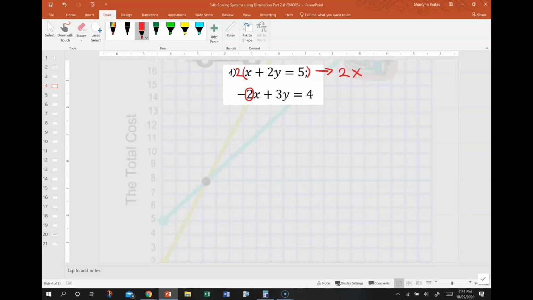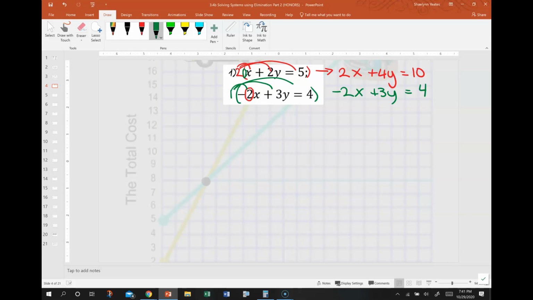So this becomes 2x plus 4y equals 10. So I multiplied it to every single piece in there. Then I'm going to take the number next to the x on the top, lucky for us it's 1, and I'm going to multiply it to everything on the bottom. So 1 times -2 becomes -2x, 1 times 3y becomes 3y, and 1 times 4 is just 4.